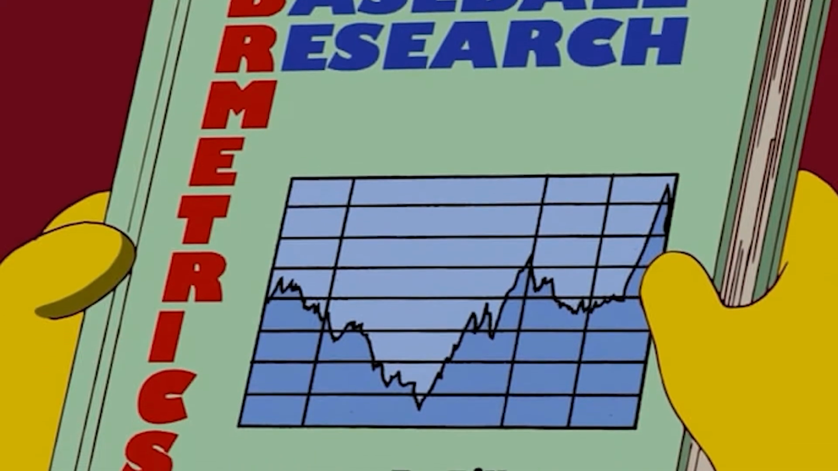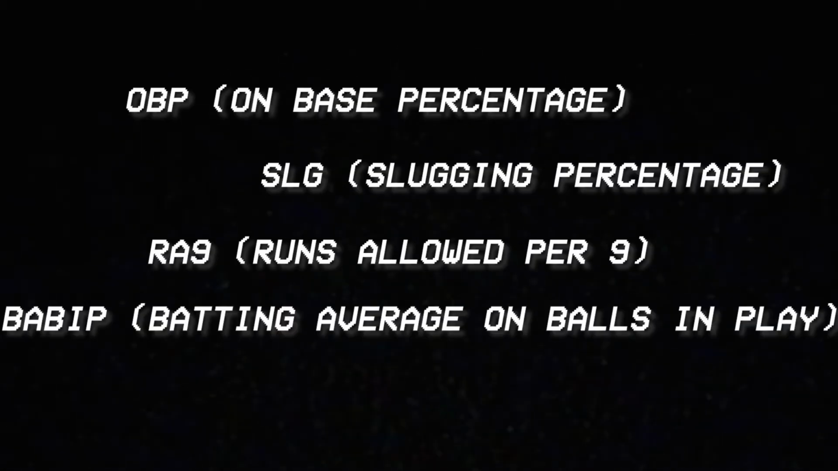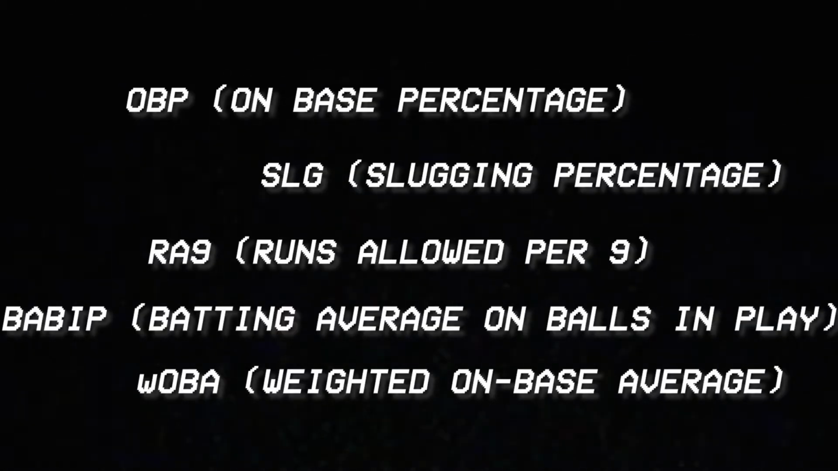Common sabermetric stats include on-base percentage, runs allowed per 9, slugging percentage, BABIP, wOBA, and the various ballpark and era-adjusted plus stats. We will get into most of these in the second video of this series.